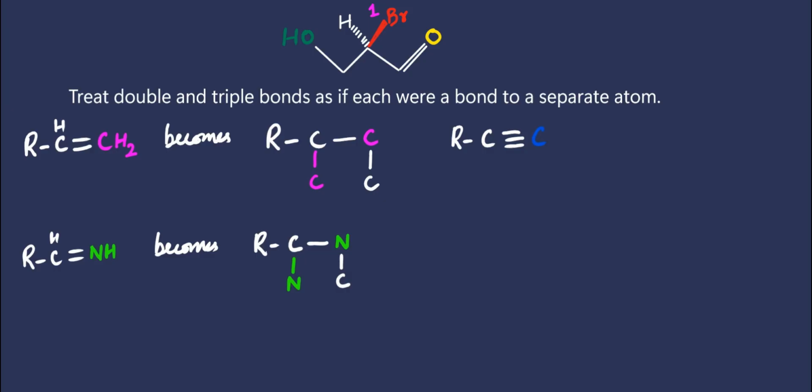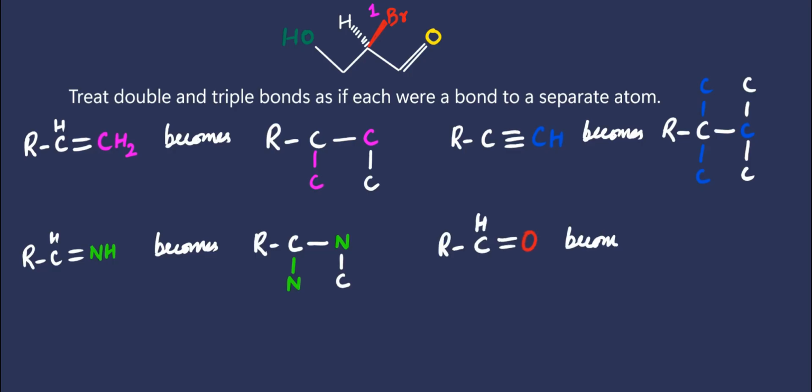Consider this alkyne, with a triple bond between a white carbon and a blue carbon. It means white carbon is bonded to 3 blue carbons and blue carbon is bonded to 3 white carbons. Consider this carbonyl, a double bond between white carbon and red oxygen. It means white carbon is bonded to 2 red oxygens and oxygen is bonded to 2 white carbons.